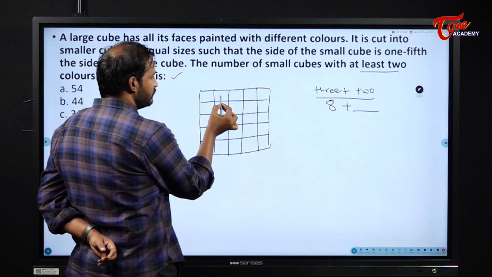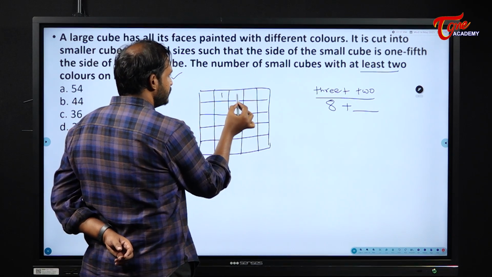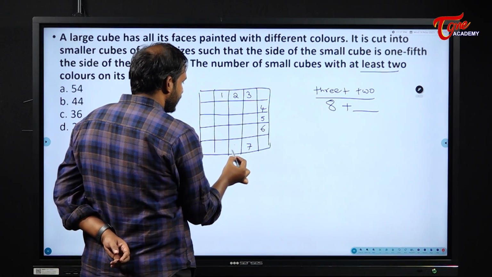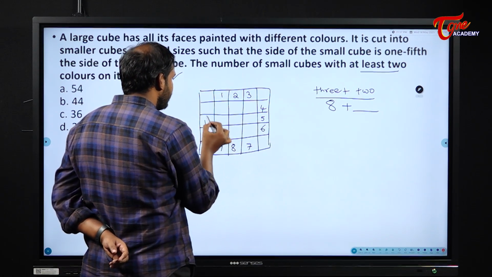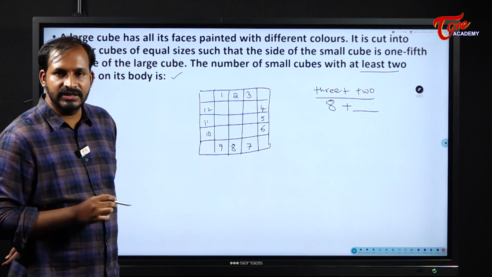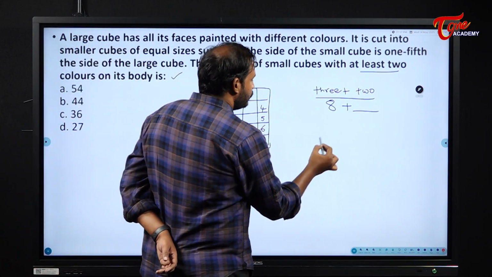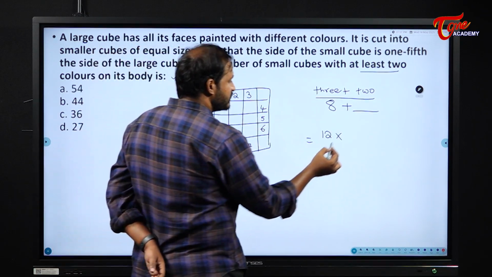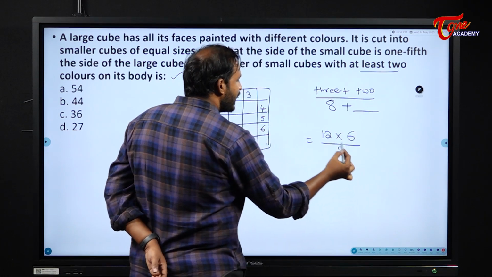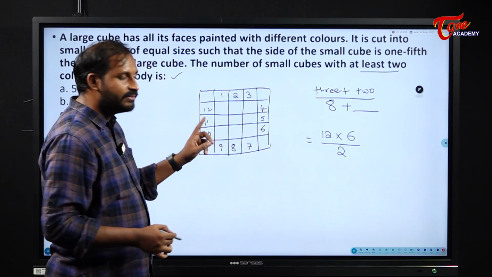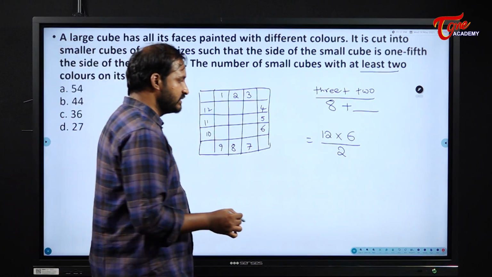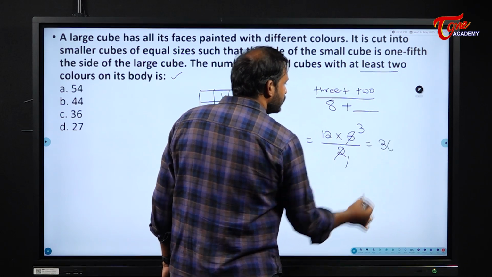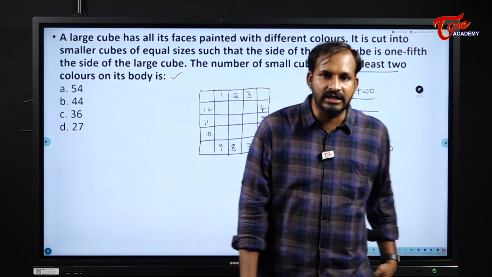See here, edge cubes. Where I have edges? This is one edge. 2, 3, 4, 5, 6, 7, 8, 9, 10, 11 and 12. Total how many edge cubes I have on this face? 12 edge cubes. So, 12 into, like this how many faces I will have overall? I will have 6 faces. 12 into 6 by 2. Why I am dividing with the 2? Because one edge is shared between 2 faces. So, 2 ones, 2 threes. What it becomes? 36. So, the cubes which get 2 different colors are how many?